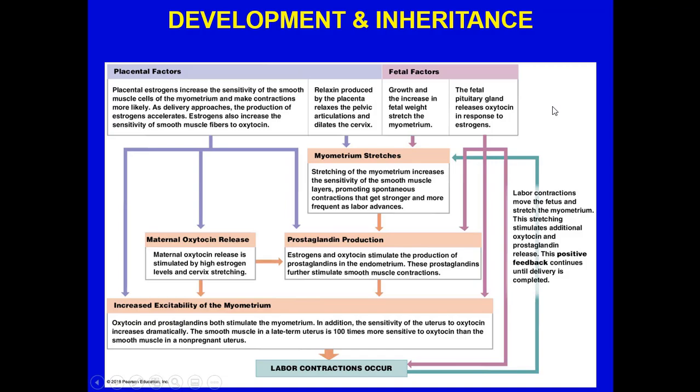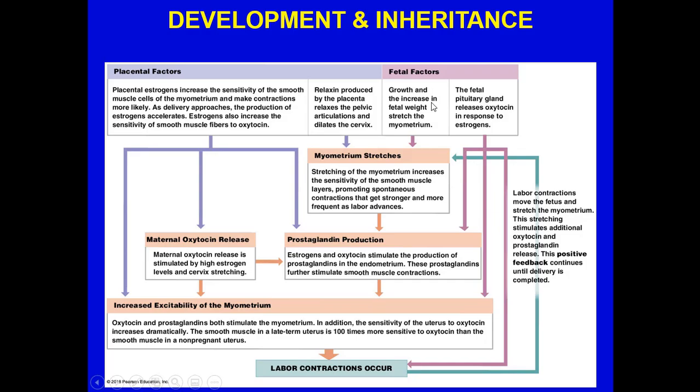Okay, now, before you look at this chart and go completely bonkers, because you sit there and say, do I got to memorize every little fact here? Think about this. What are the placental factors? Well, you've got estrogens. They're going to increase the sensitivity of smooth muscle cells. They're going to make contractions more likely. As you get closer and closer to delivery, production of estrogens goes up. Estrogens will also increase the smooth muscle sensitivity to oxytocin. Now, let's go over to relaxin. That's produced by the placenta, relaxes the pelvic articulations, dilates the cervix.